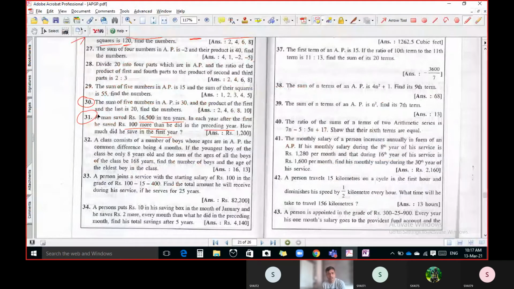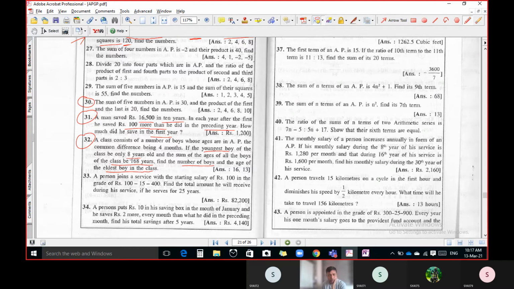Okay, let us do question number 32. This is a good question. A class consists of a number of boys whose ages are in AP, the common difference being 4 months. The youngest boy of the classroom is only 8 years old, and the sum of the ages of all the boys in the classroom is 168 years. Find the number of boys and the age of the eldest boy in the class.